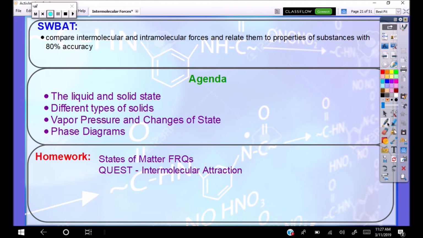Certainly some things we'll continue to talk about today, but we're focusing on the liquid and the solid state, where we need to understand the different types of solids and their structure. We need to understand the effect of vapor pressure on the liquid and gas phase, and then lead into a discussion of change of state and phase diagrams. And all of these things are going to be framed by looking at the intermolecular forces between the molecules.